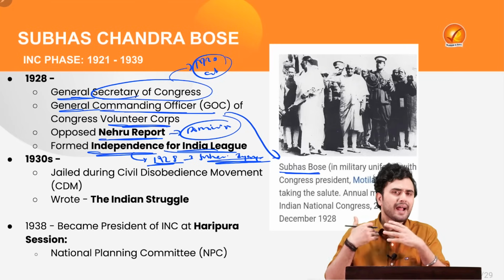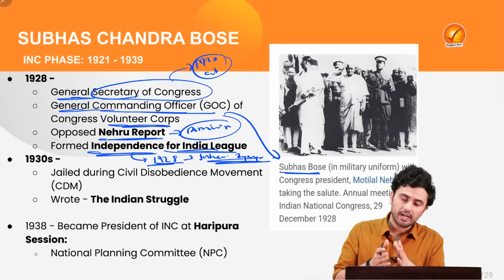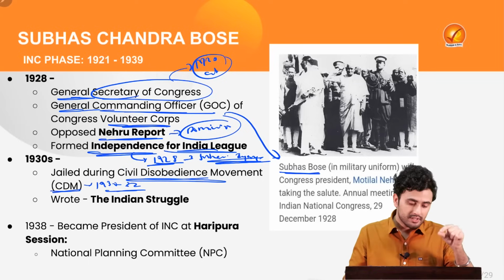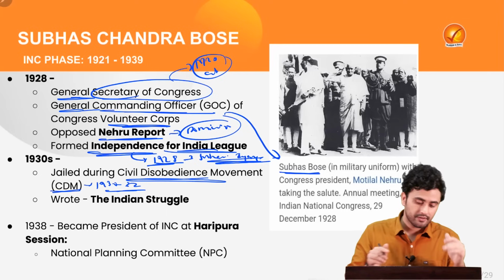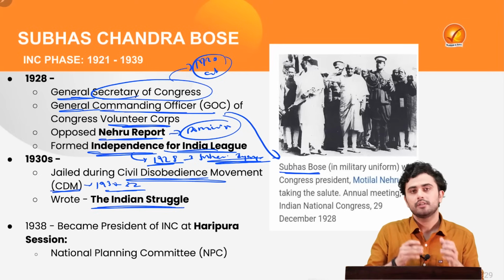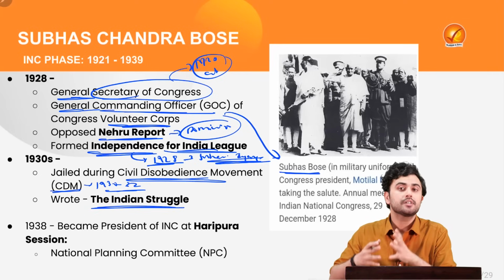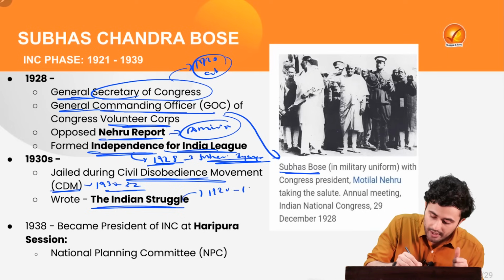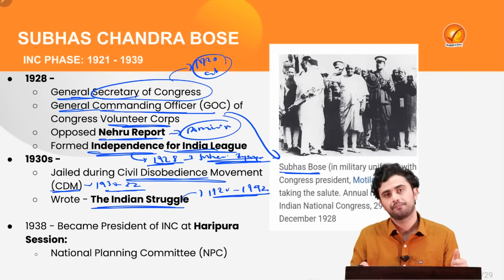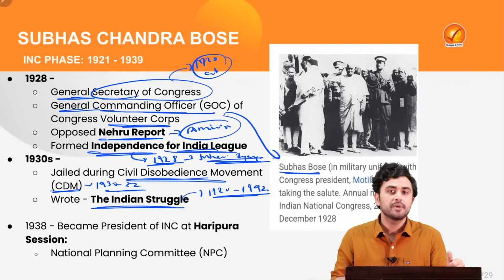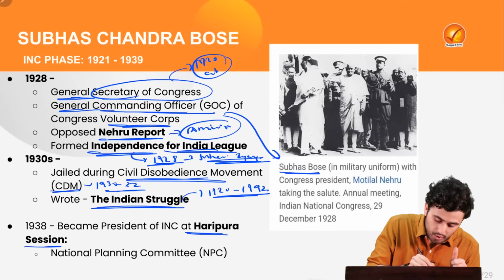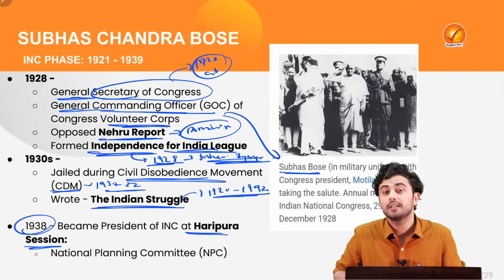Then, because of his active participation, he was jailed during the civil disobedience movement from 1930 to 1932. It was this very same time when he started writing The Indian Struggle, the book which captures the history of the Indian freedom struggle from 1920 to 1942. Finally, he became the president of the Indian National Congress in the Haripura session in 1938.